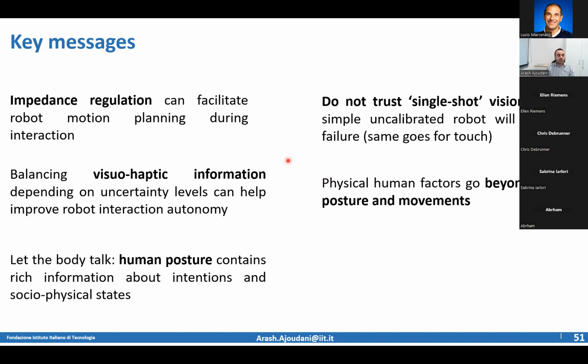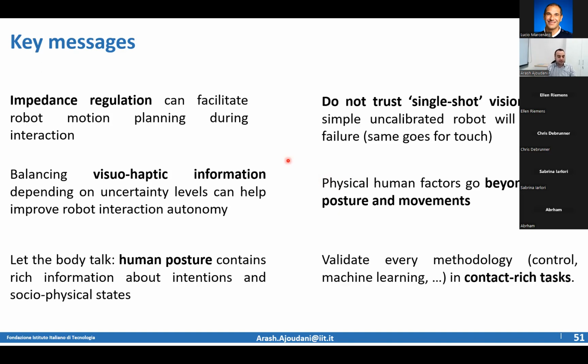Human posture contains a lot of information, and especially for robotics, I always say that it's important to validate every control and machine learning method in contact. It's good to do planning in free space, but things can really go nasty when you're in contact with the environment, and it's important to test everything when you come to contact.